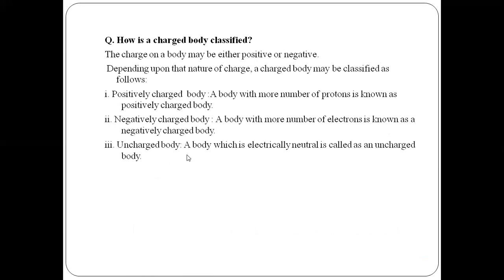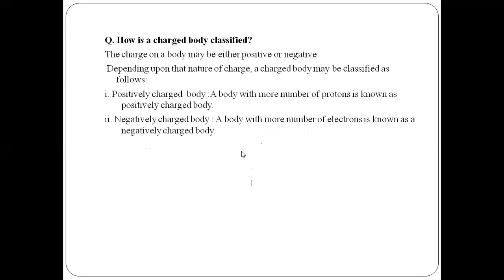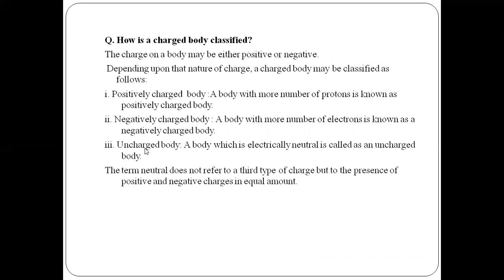Then uncharged body. Don't get confused with this. This is not a third type of charged body. We have only two types of charged bodies, positive and negative. Then what is an uncharged body or neutral? A body which is electrically neutral is called an uncharged body. The term neutral does not refer to a third type of charge, but to the presence of positive and negative charges in equal amount. Just go through that once again: positive, negative, and uncharged.